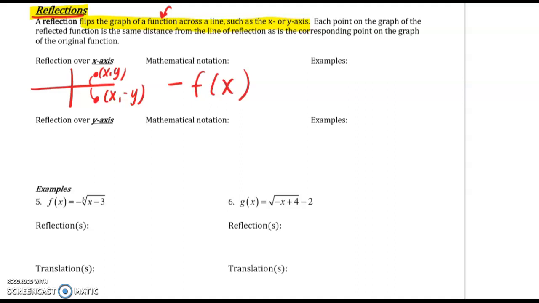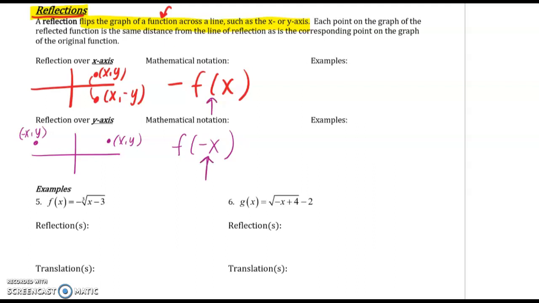Actually, let's do examples next. Reflection over the y-axis is going to look similar. We have an xy, but instead of going down, it's going to go over here, and it's going to be negative x, y. And it's going to look something like that. So we have changed x, right? The x is changed here. In this case, the y is going to be changed.